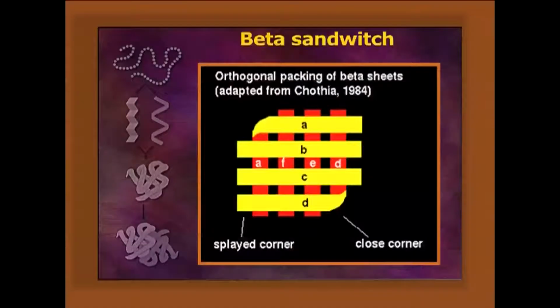You can follow the flattened beta sandwich-like structure. So the first strand is not yet hydrogen bonded with the fourth or last strand. You can follow the splayed corner as well as the closed corner here in the beta sandwich.